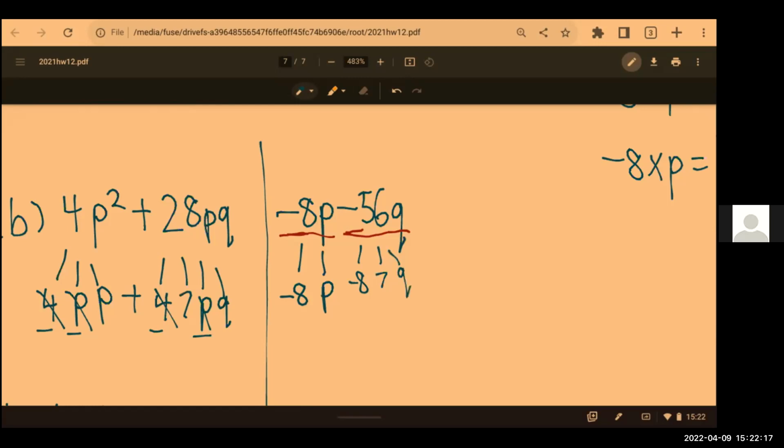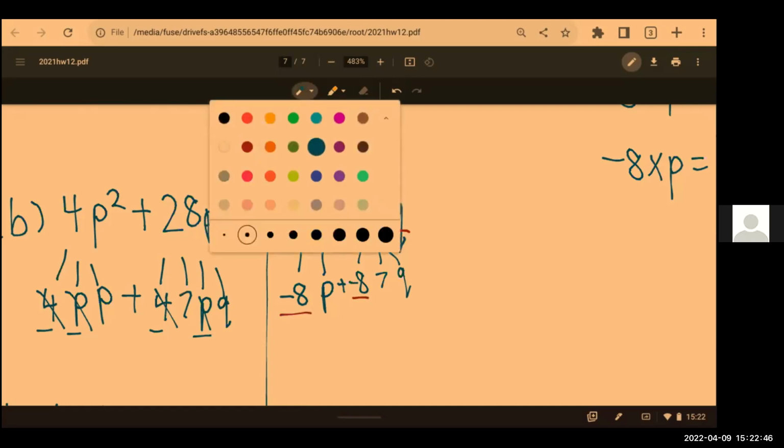So what is in between? Plus, correct. Continue. Do it quickly.